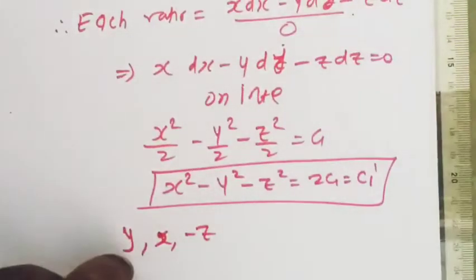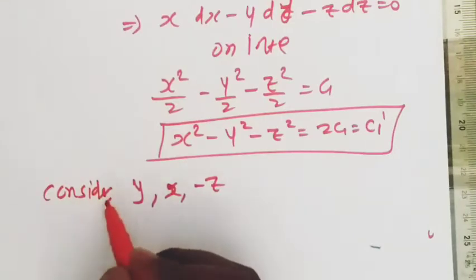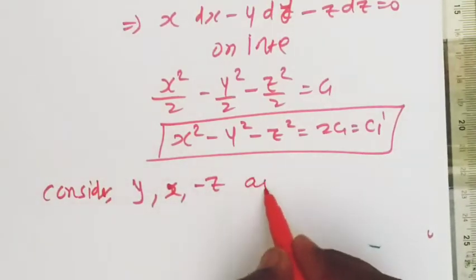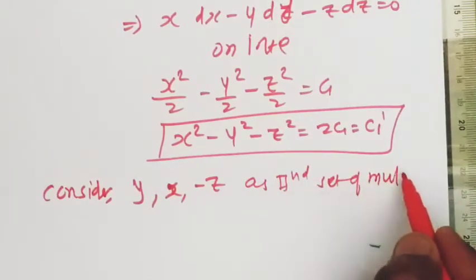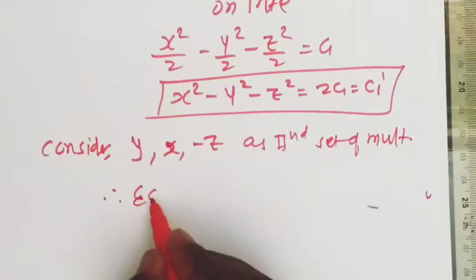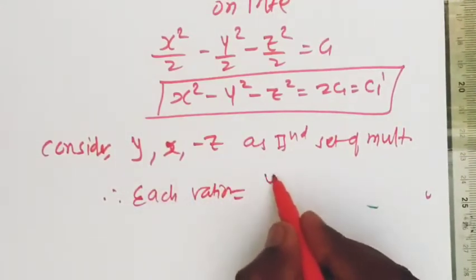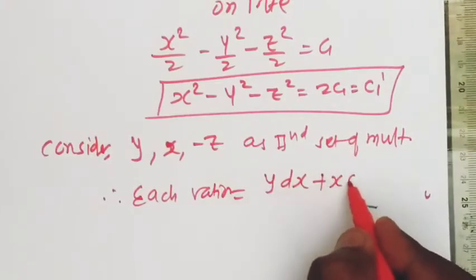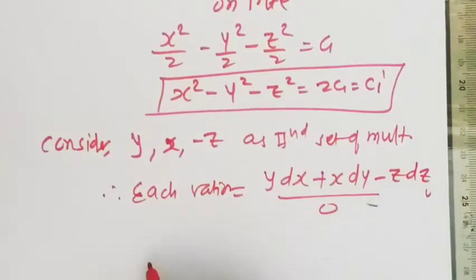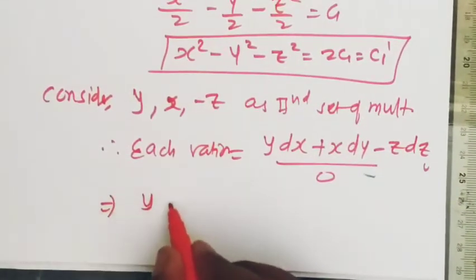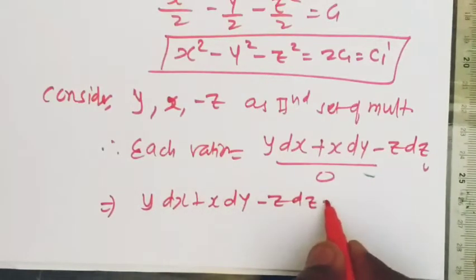So this can be used as the second set of multipliers. Consider y, x, minus z as the second set of multipliers. Therefore each ratio is equal to y dx plus x dy minus z dz divided by 0. This will give us the differential equation y dx plus x dy minus z dz equal to 0.